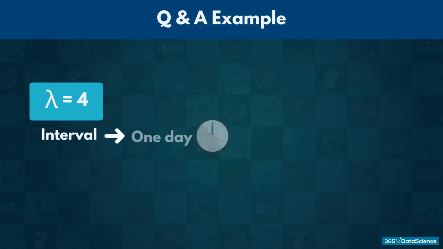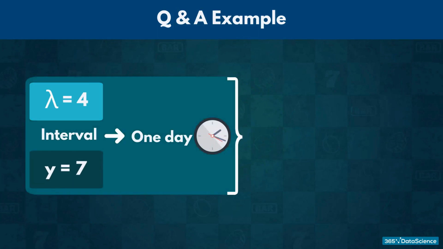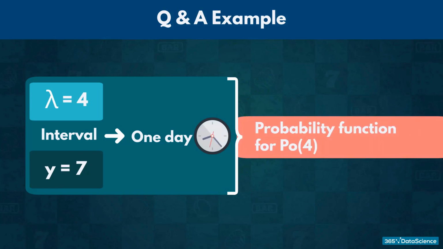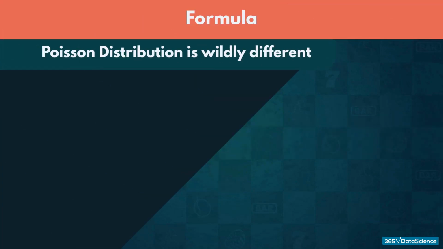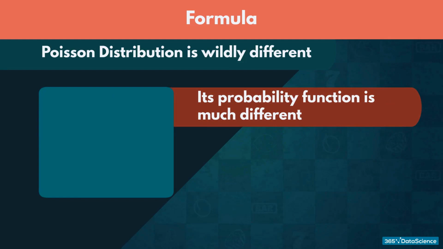The time interval is 1 entire workday, and the singular instance you are interested in is 7. Therefore, y is 7. To answer this question, we need to explore the probability function for this type of distribution. All right. As you already saw, the Poisson distribution is wildly different from any other we have gone over so far. It comes without much surprise that its probability function is far different from anything we have examined so far. The formula looks as follows.